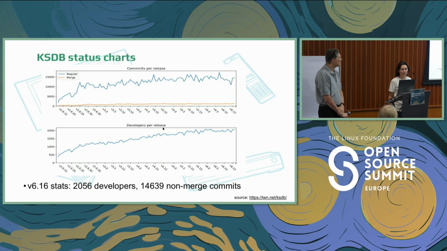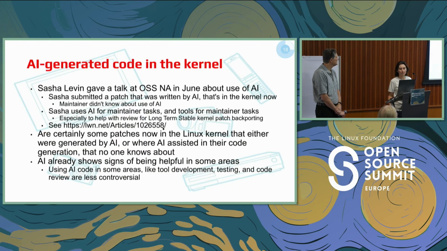Development statistics, they are stable, basically. That's what we can say from those diagrams. 6.16, more than 2,000 developers, nearly 15,000 non-merged commits. So going pretty steady and fast.